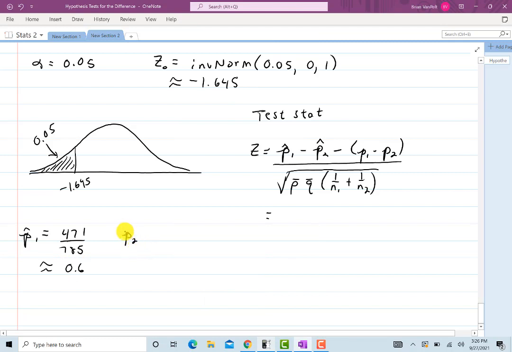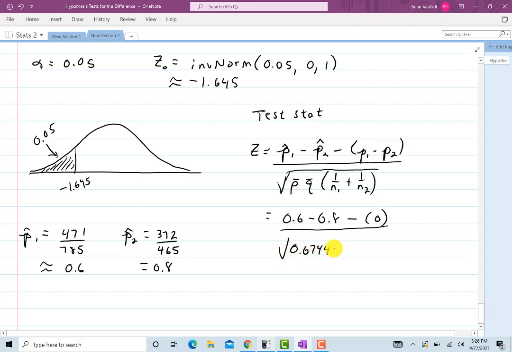P2 hat would be 372 over 465. And I won't bother you with this computation. It's actually equal to 0.8. Let me put in my numbers then. So I have 0.6 minus 0.8 minus 0. We've already done P bar and Q bar. For P bar, I got 0.6744, times, and then Q bar was 0.3256. N1 was equal to 785, and N2 was equal to 465. All of that is under the square root.